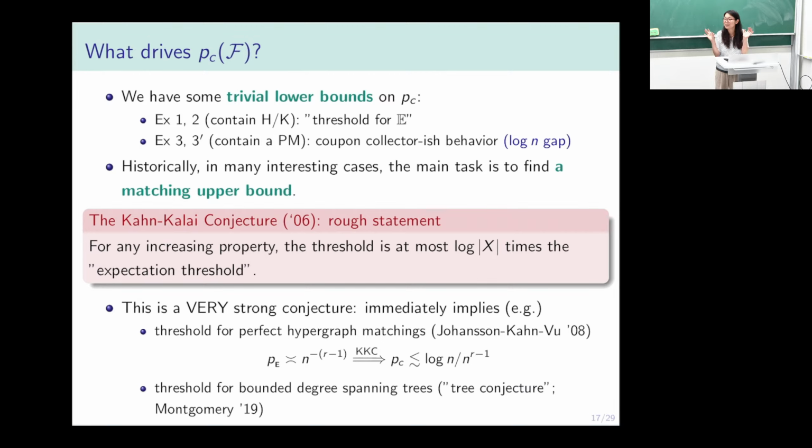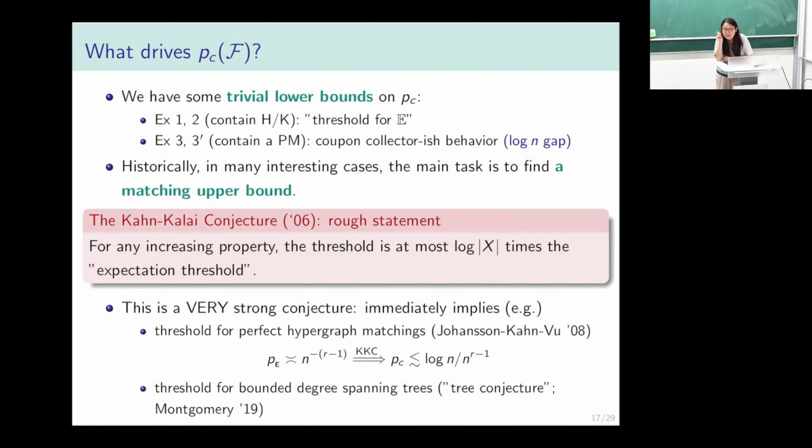Are there any questions? Can you always derive a trivial lower bound for F? Yeah, so for any given increasing property, the expectation threshold gives a lower bound. But sometimes the computation of the expectation threshold is hard. For those examples, the computation is very easy. Okay. Any other questions?